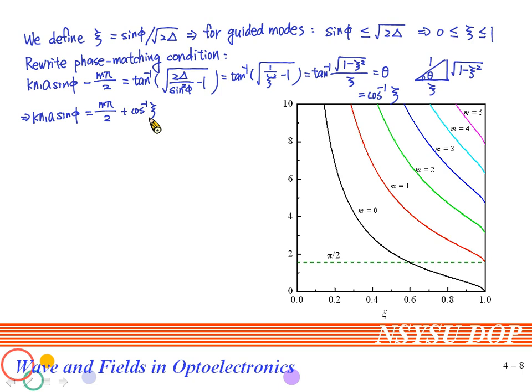Okay, and then we use the C here to re-express the term on the left hand side. It can be written as K n1 A square root of 2 delta times C. According to the final expression here, let us define a very important parameter. We call it normalized frequency.